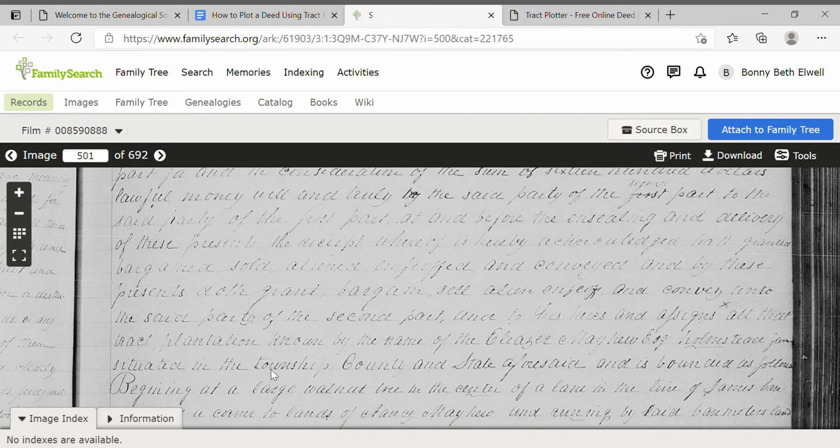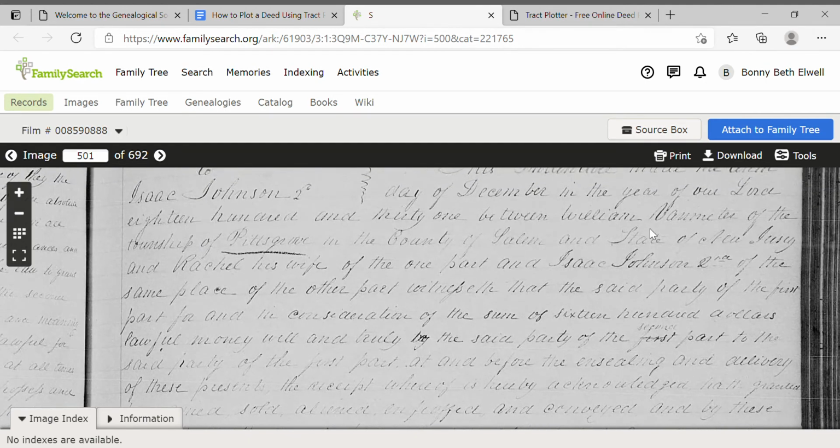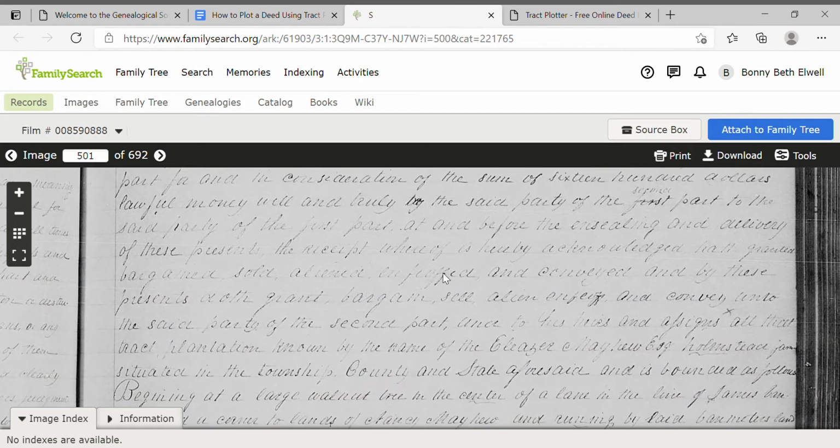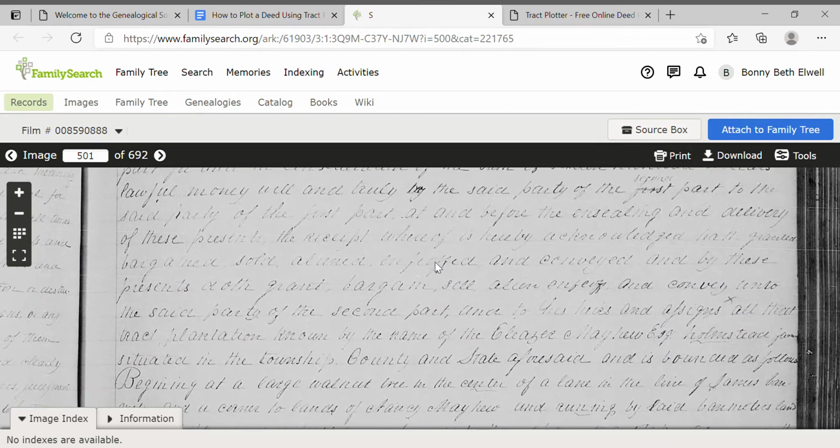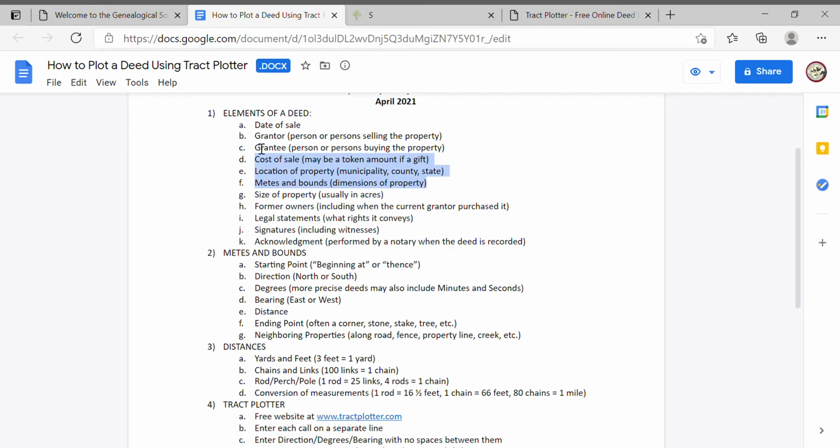Now, it doesn't actually tell us the township, county, and state right there. It says it was said before. If we look above, we can see that that was the township of Pittsgrove in the county of Salem in the state of New Jersey. So far we found several pieces of the deed. We found the date, we found the grantor, the grantee, the cost, the location, and now we're getting to the meets and bounds. This is the part we're going to focus on the most.